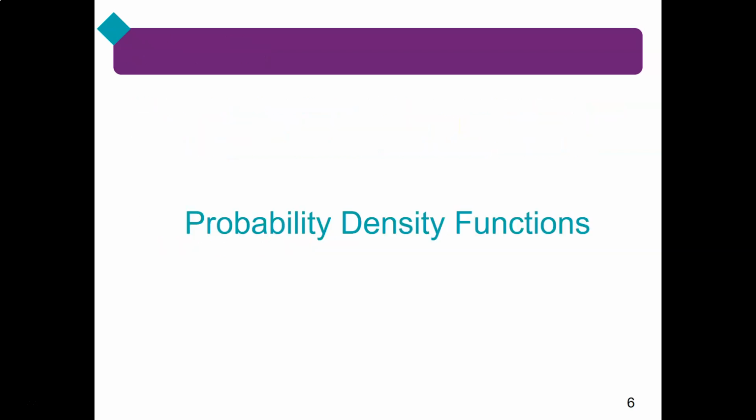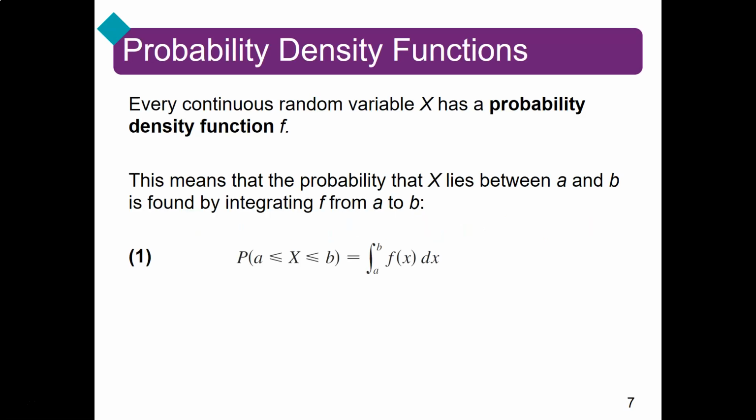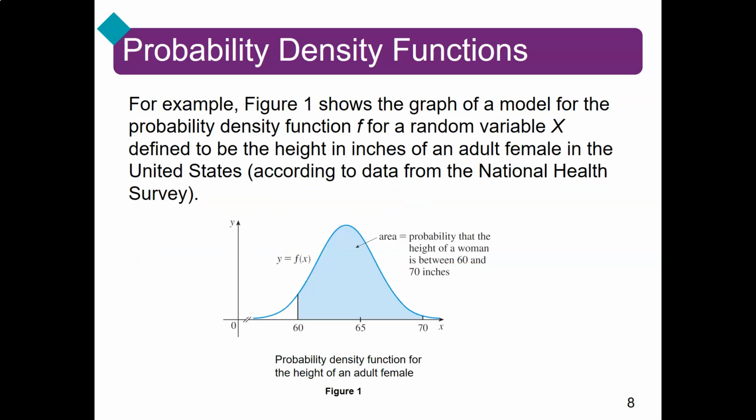Okay, so the probability density function definition is exactly what we talked about, but it's going to use the language of mathematics and the integral. So every continuous random variable X has an associated probability density function. That's just going to satisfy our 2 rules. The way that you define that probability is just integrating from a to b, as we talked about.